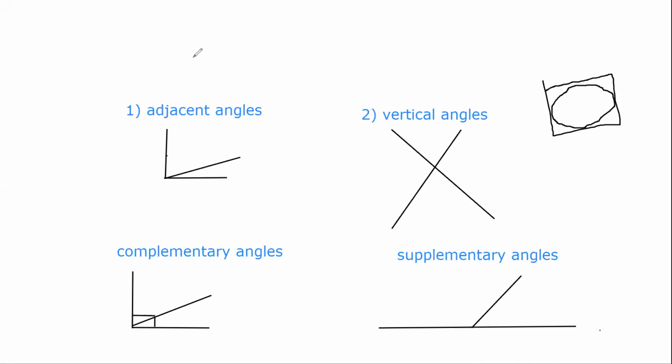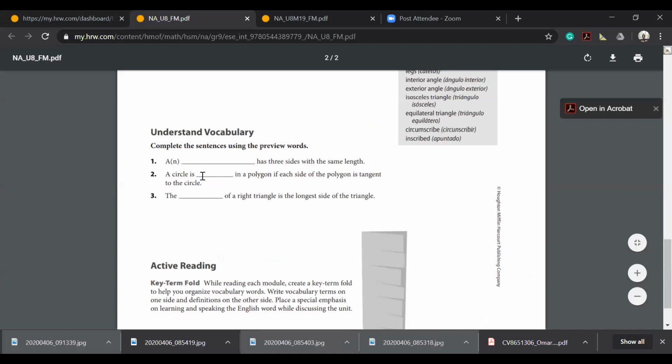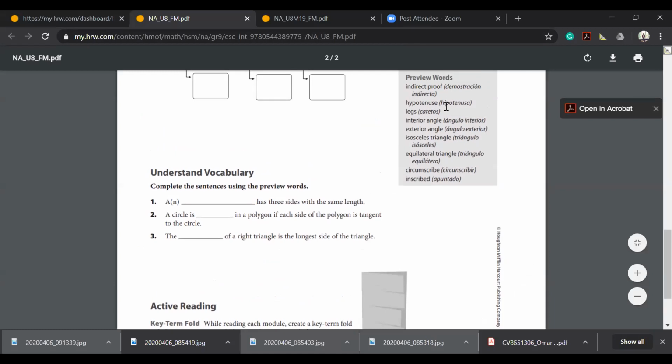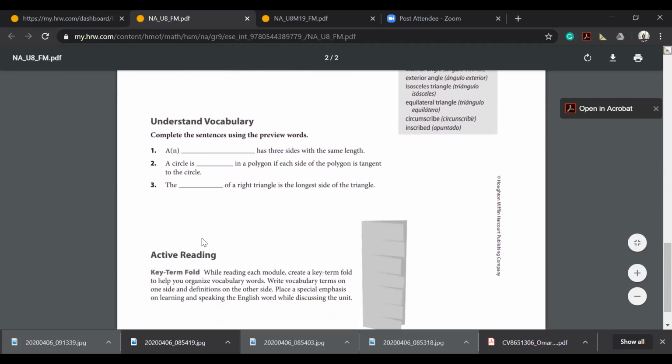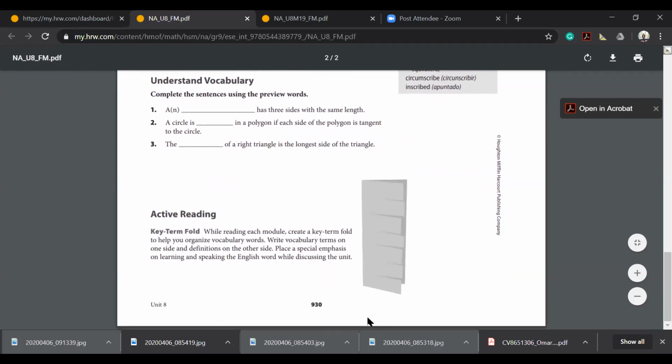So just write in here, an inscribed circle. A circle is inscribed. The what of a right angle triangle is the longest side of a triangle? You remember the right angle triangle? What was the longest side which is opposite to the 90 degree? It's called the hypotenuse. So in number 3, write hypotenuse. Okay? So this was in page 930. We were in page 930.